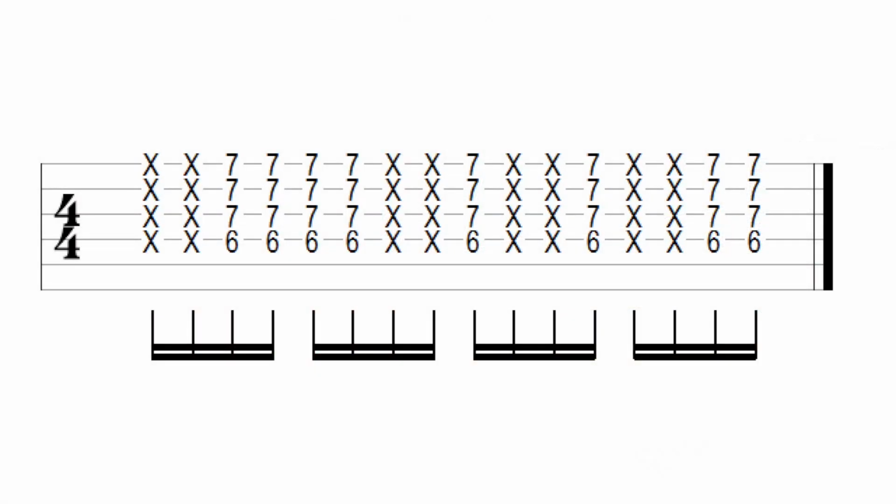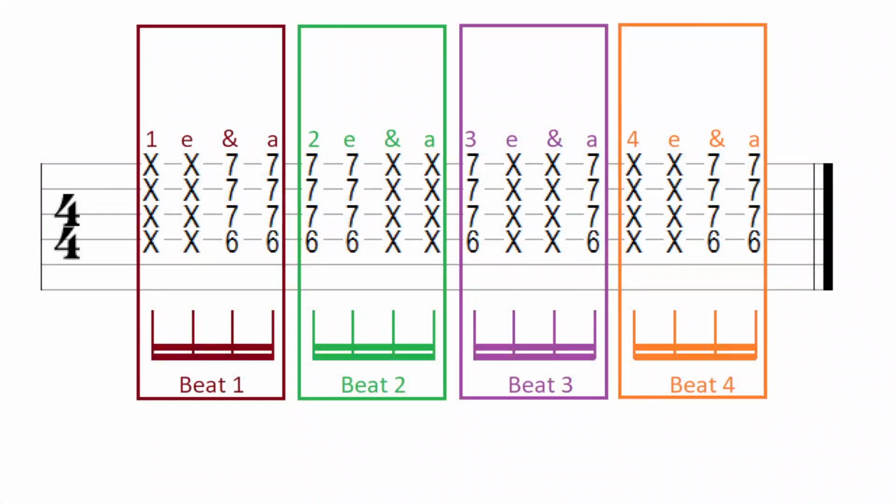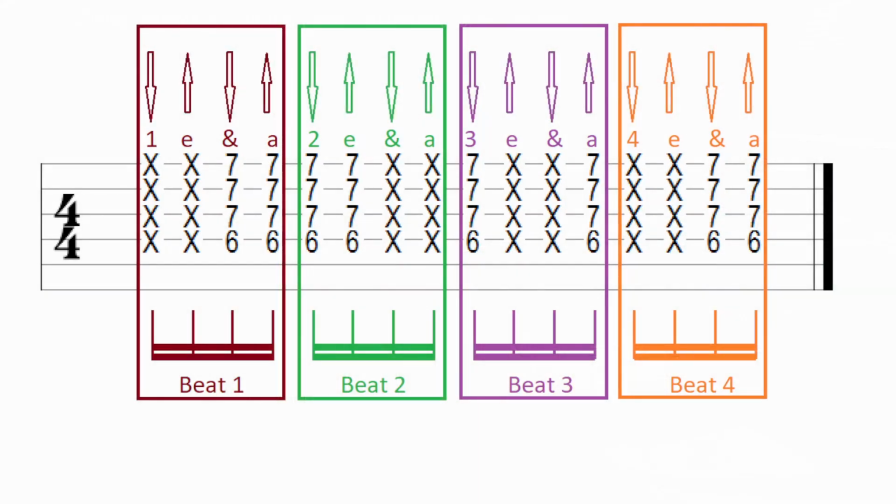So let's break it down a little bit by separating out each of the 4 beats in the bar like that. And you can see that we are counting 1 E and A, 2 E and A, 3 E and A, 4 E and A. The little X's that you can see on the tab there, that's where we're doing a muted or damped stroke like that. Let's take a look at how this is played in terms of which direction you're strumming.